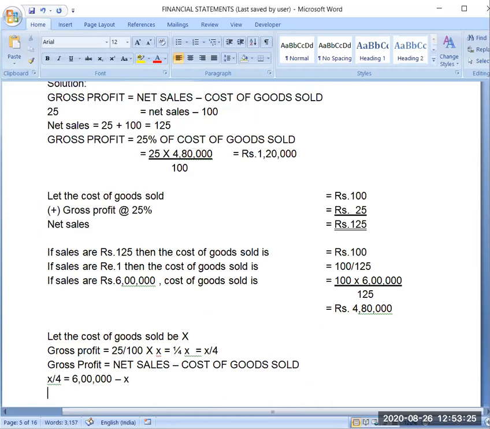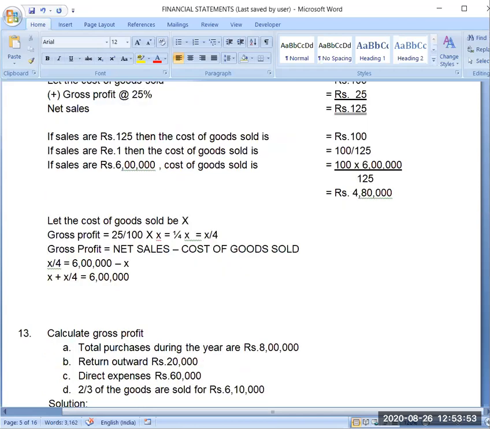So x is equal to 6 lakh, sorry, x plus x by 4, cost plus profit. Again, the equation is same. Cost plus profit is equal to sales, 6 lakh. And this way you can solve it.